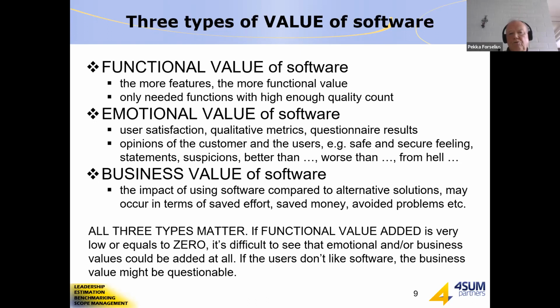Then there is the business value. So what was the impact of using this software compared to alternative solutions? It may occur in terms of saved effort or saved money or avoided problems. Also new business opportunities, new type of services to be sold. So all these three types matter. We should always think about all these three. But if the functional value added is very low or equals to 0, it's quite difficult to see that emotional and or business values could be added at all. So if the users don't like software, the business value might be questionable because the users try to avoid doing their job.